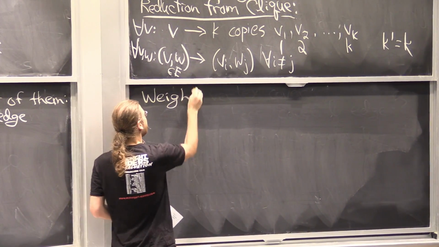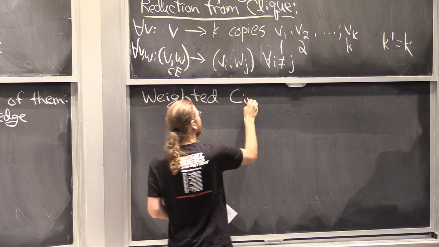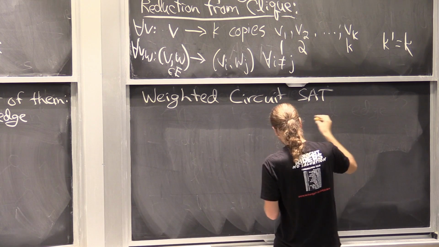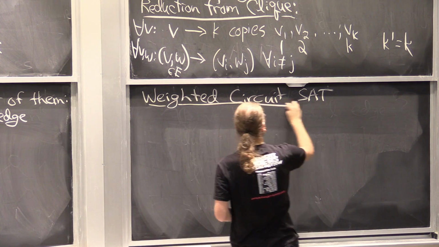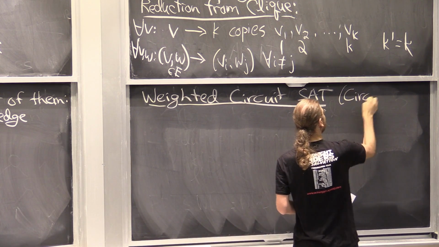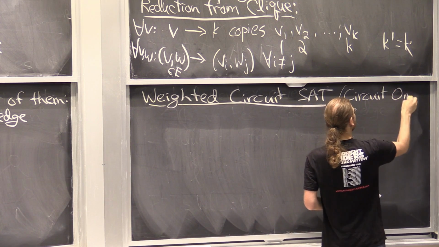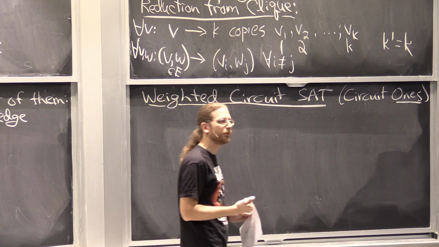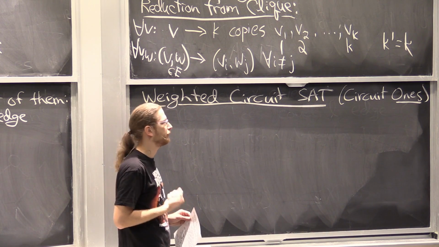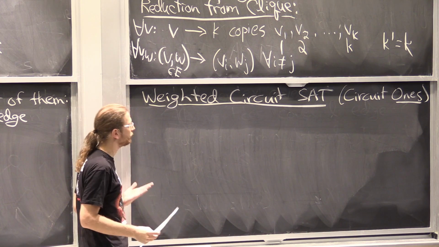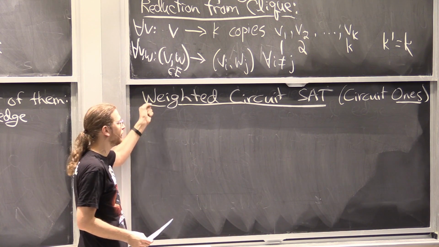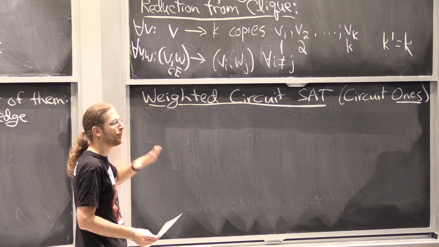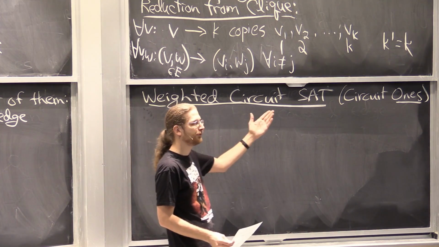All right, here's a problem which will look familiar, but under a slightly different name. This is what I might call circuit ones. Ones meaning you want to set some number of the inputs to be 1, just like our optimization version. In this universe, it is called weighted circuit sat. I'm not a fan of weighted because there aren't actual weights here. The goal is to get minimum Hamming weight, meaning the minimum number of 1s in your input.